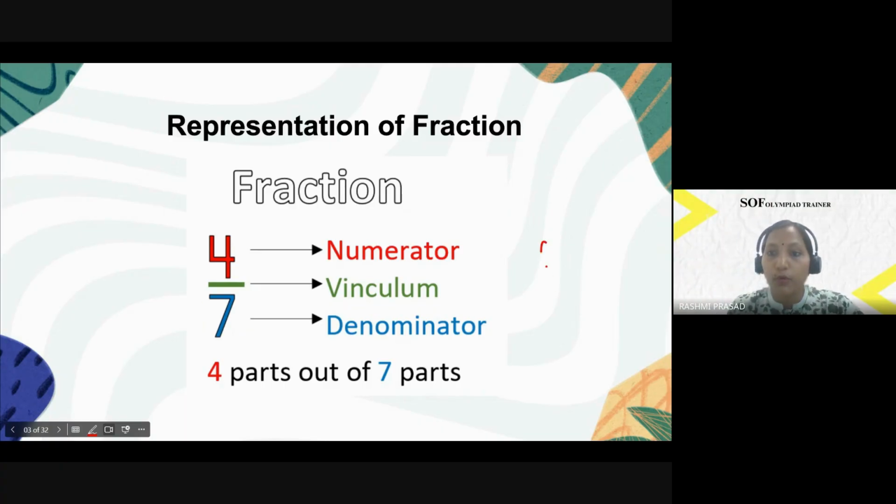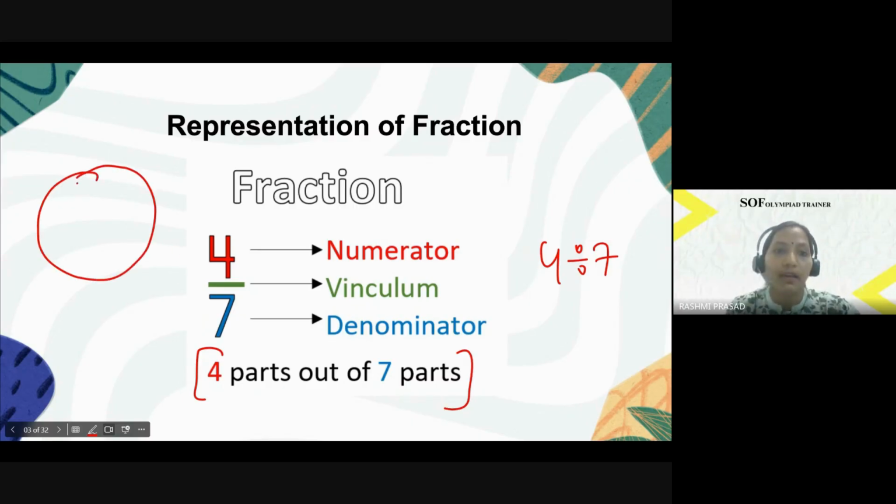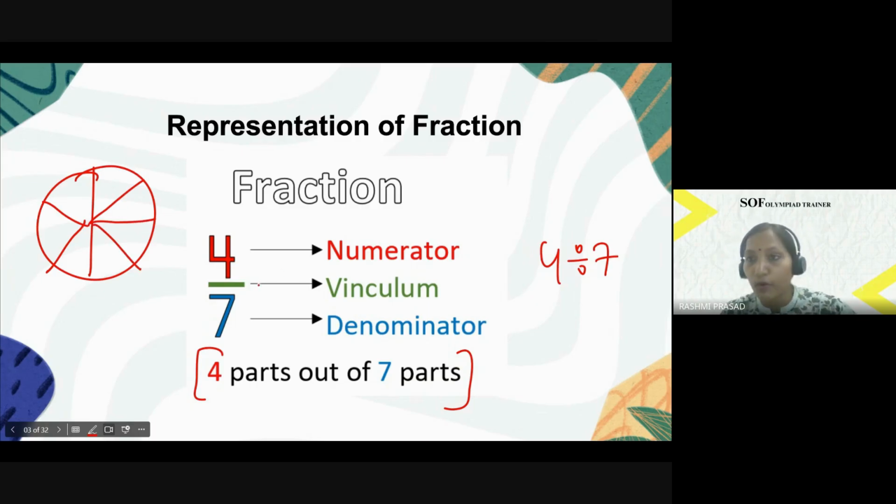We also call it 4 over 7, 4 by 7, or 4 divide 7, as Zainab said. Or 4 parts out of 7. Basically, what it tells is 4 parts out of 7. Suppose you have a pizza and you divided the pizza in 7 parts. So total 7 parts, out of 7 parts, 4 parts, 4 slices. If I shade it, that means this is represented by 4 over 7, right?